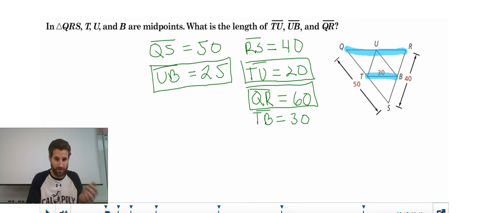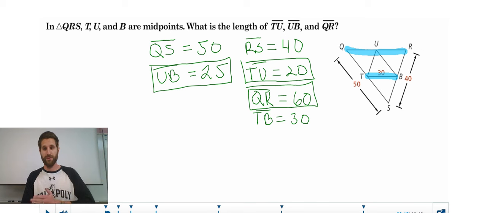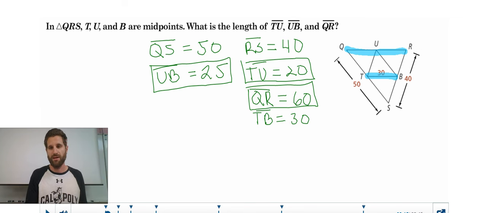So that's the triangle midsegment theorem. It makes parallel, and it also is half the distance. So we got to have that in our brains.